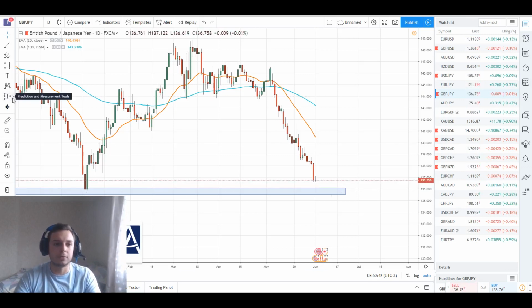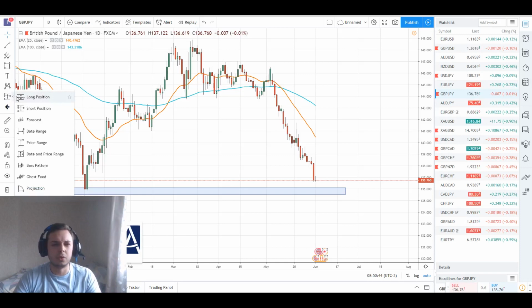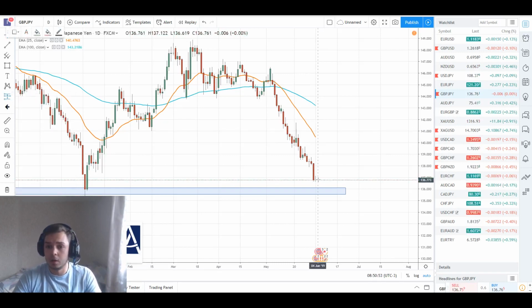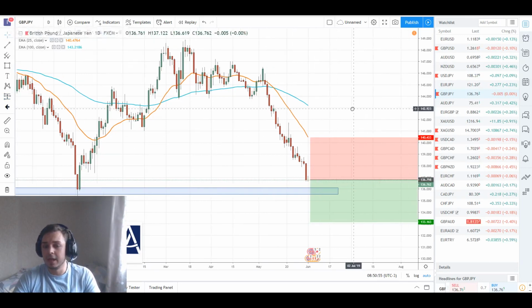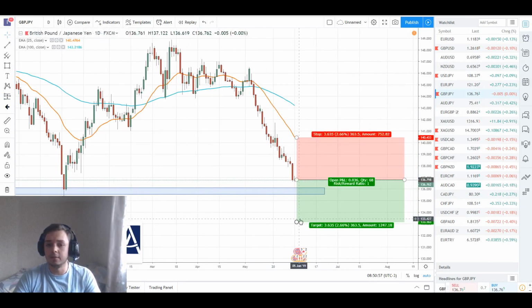You use this tool, it's called the prediction tool. You can have a look over here, but there's a short position and a long position, so basically a buy position or a sell position. So we go in for a short. Obviously we put it where the candle is, and this is your stop loss, and this is your take profit.